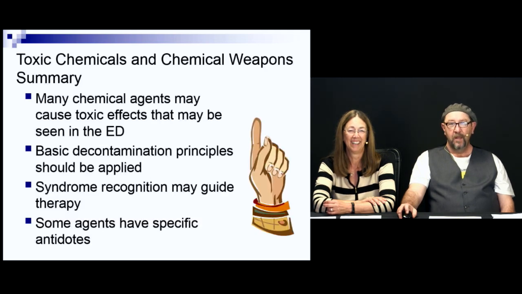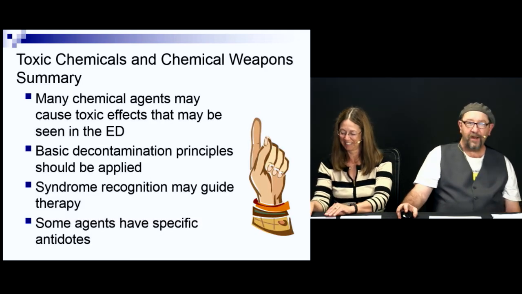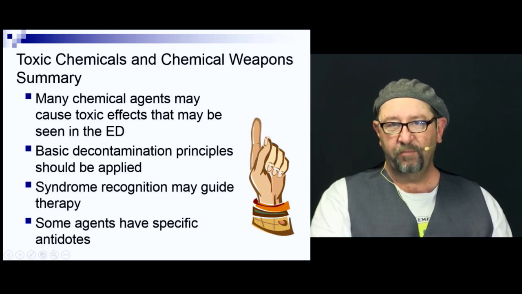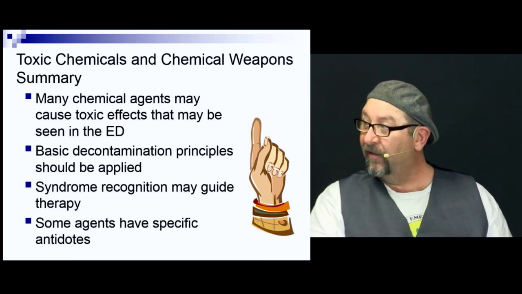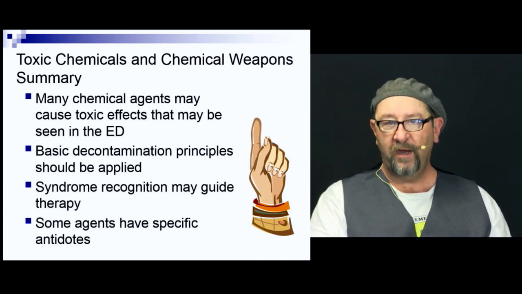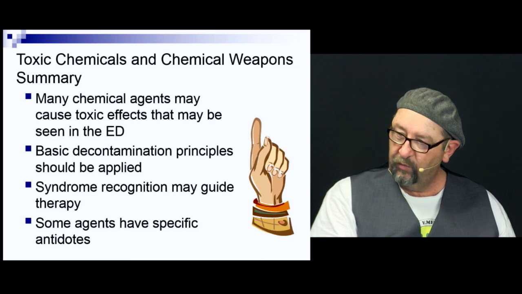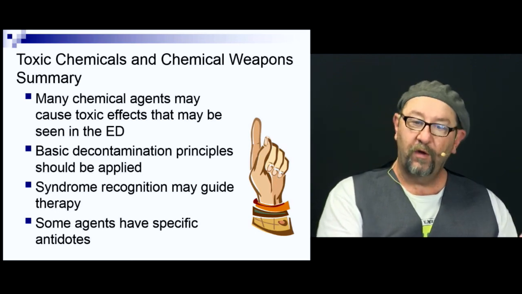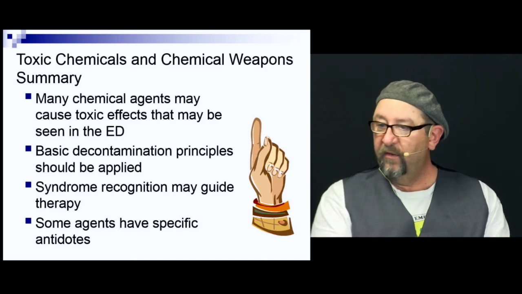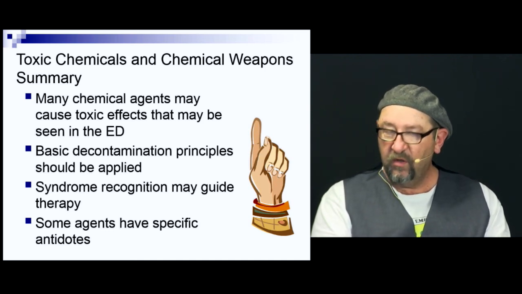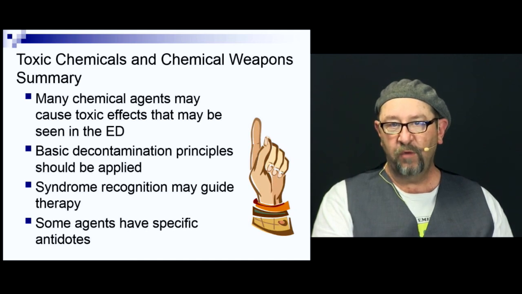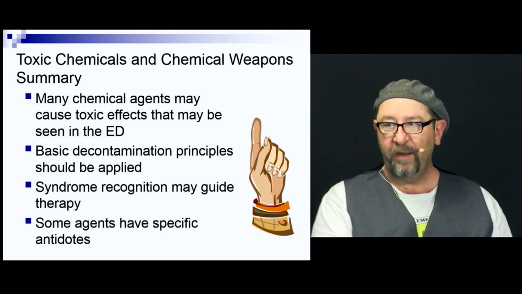That's a good idea. So, in summary, we're going to end up here. Many chemical agents may cause toxic effects. Basic decontamination principles: remember that the D and E of the ABCDE is decontaminate and help eliminate. Syndrome recognition, and we went through some of the more unusual syndromes. We went through the organophosphates with the nicotinic and the muscarinic. We went through the asphyxiants, because I think those are good ones to go for. But toxidrome and syndrome recognition is really what's going to guide your therapy and thinking.